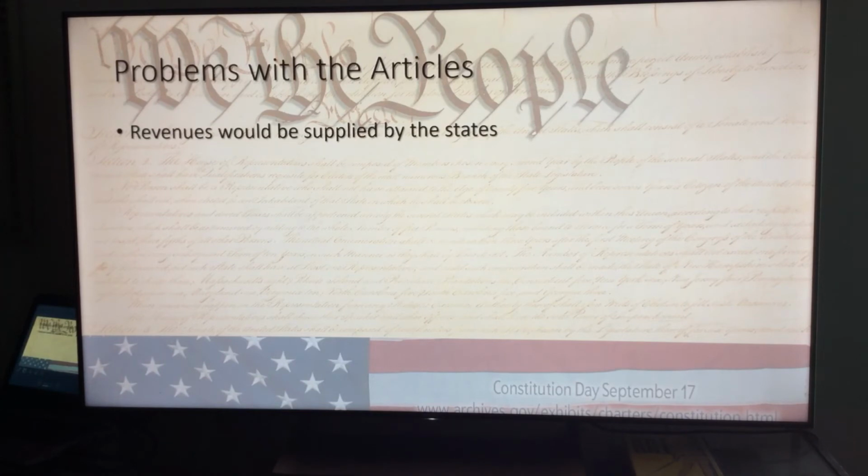I don't know about you, but if you don't have to pay back your parents, are you going to pay back your parents if you're borrowing money from them? No. It's kind of the same thing with states. Are states really going to pay? No.